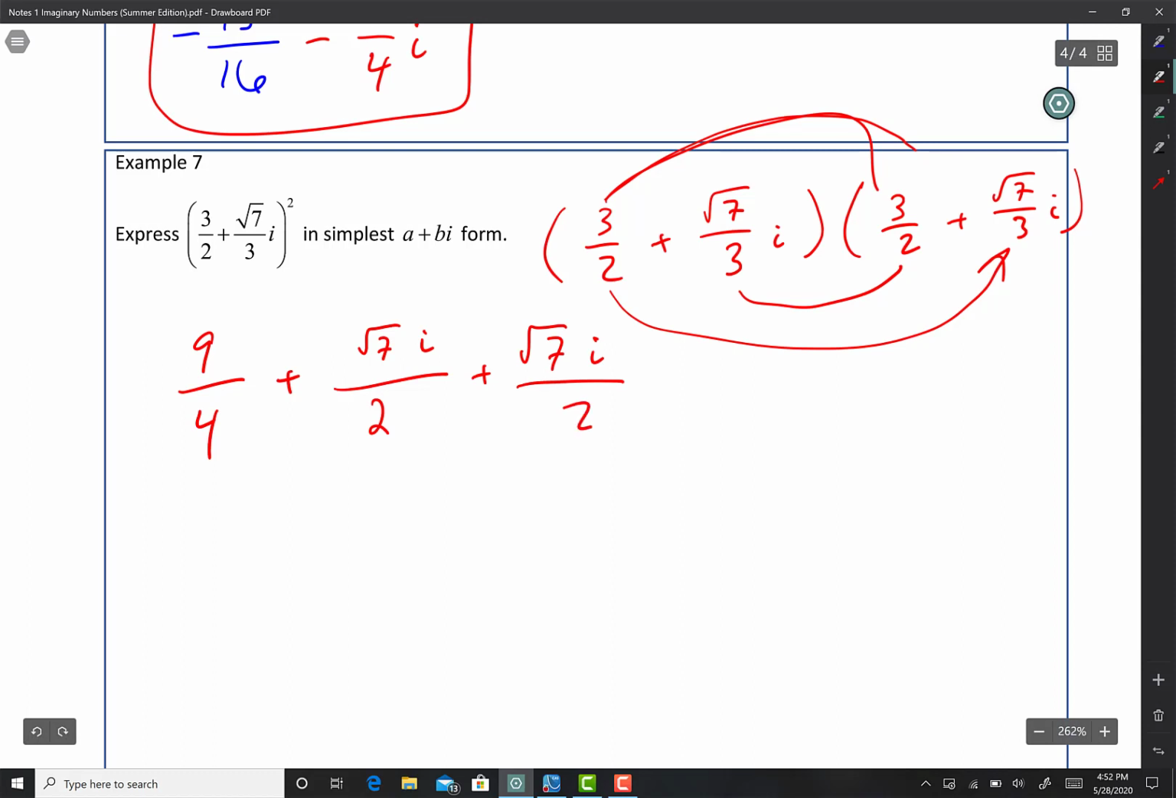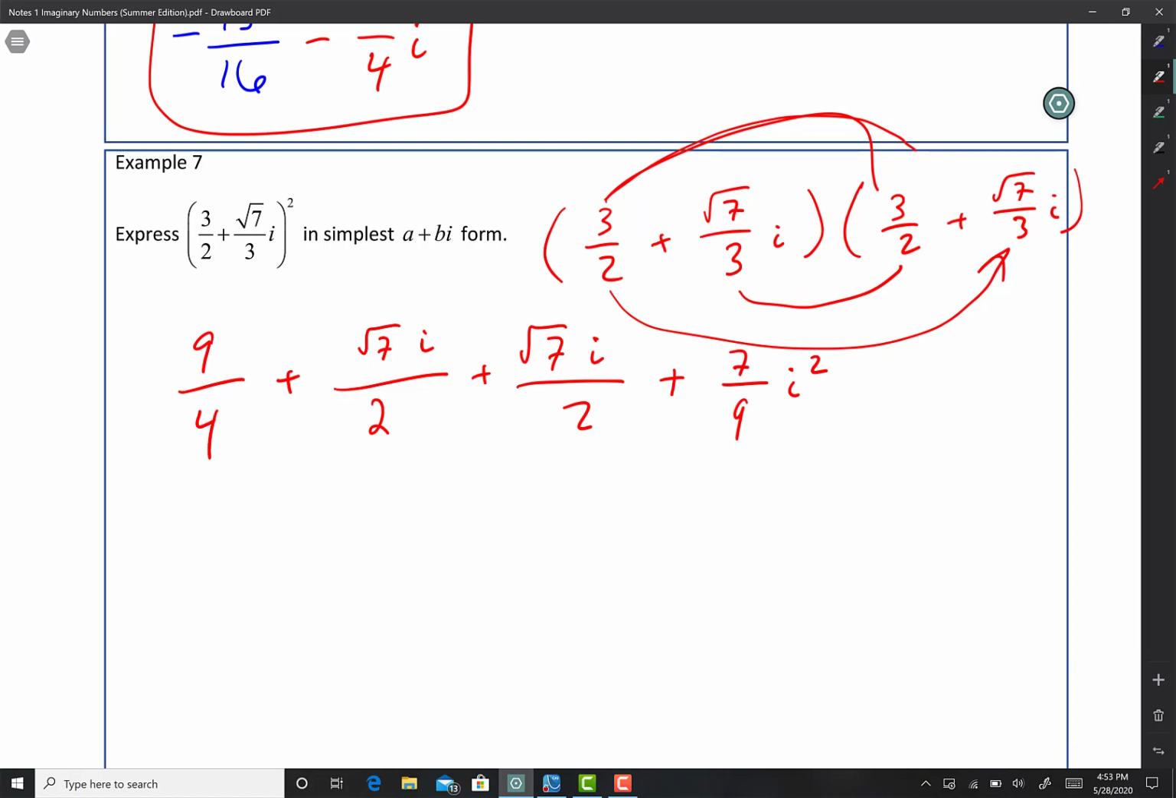I'm really tempted to write a 2 here in the front of that and just cancel that 2, guys. But I don't know y'all's ability yet. So I'm going to try and show as much detail as I can. So then square root of 7 over 3 times square root of 7 over 3, that's just going to be 7 over 9i squared.